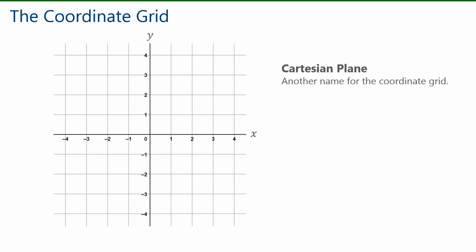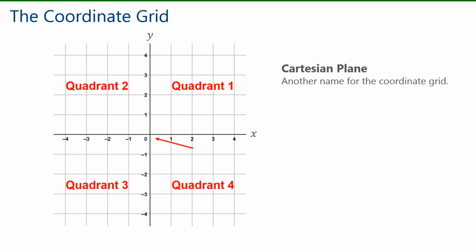The coordinate grid is divided into 4 sections called quadrants. Quadrant 1 is located here. The quadrants are numbered in a counterclockwise direction, so quadrant 2 is here. This is quadrant 3, and this is quadrant 4. Where the two axes intersect is called the origin. It has coordinates 0, 0. To determine the coordinates of a point, we always start at the origin.